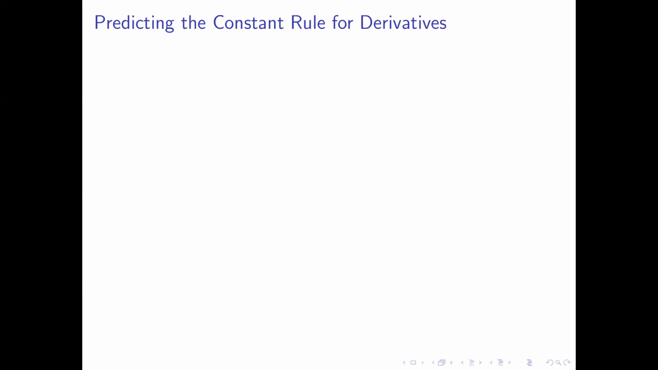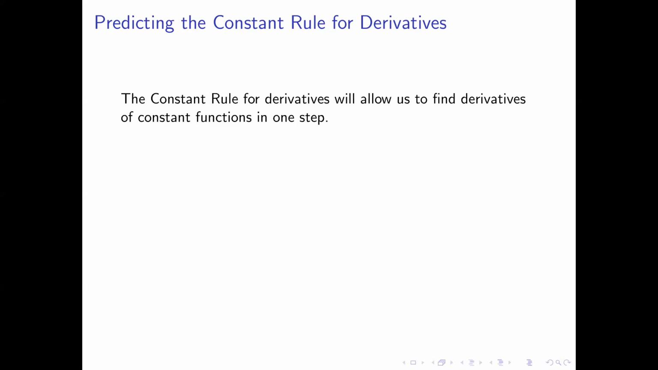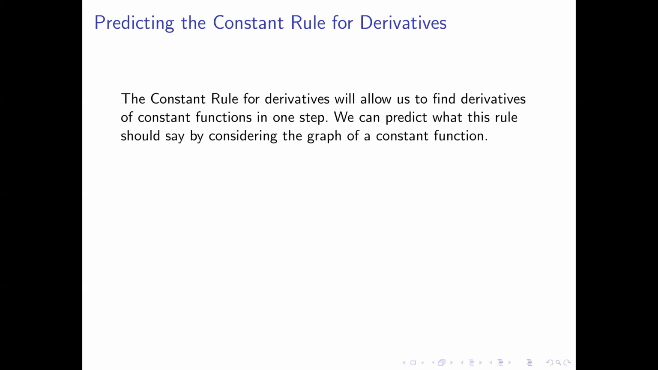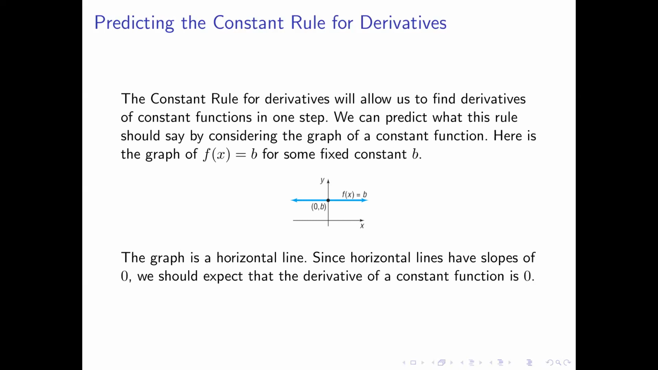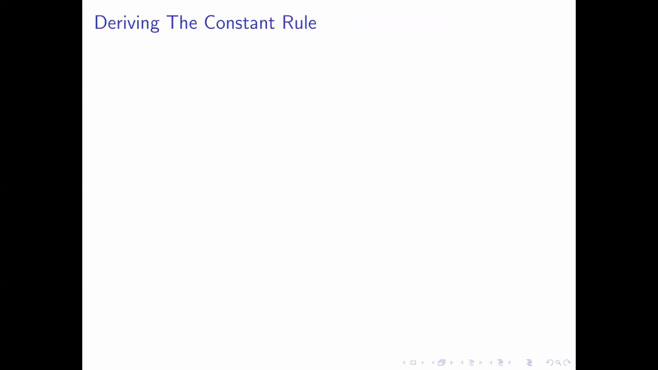For the constant rule for derivatives, we can begin by predicting what it should say. This is going to allow us to find derivatives of constant functions in a single step. And if we look at the graph of a constant function, we can predict what the derivative rule or formula should tell us. Take a constant function of the form f of x equals b, where b is some fixed constant like 4 or 10 or -3 or anything like that. The graph of such a function is always a horizontal line going through all the points where y equals b. So it looks like what we see there. Again, that's a horizontal line, and horizontal lines have slopes of 0. So we might predict that the derivative rule for constant functions tells us that the derivative of a constant function is 0. Let's see if that's how things come out.